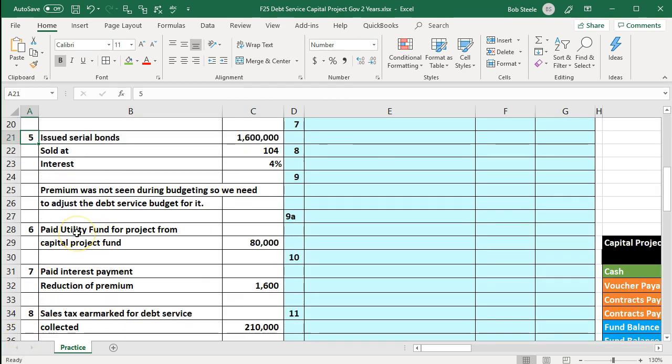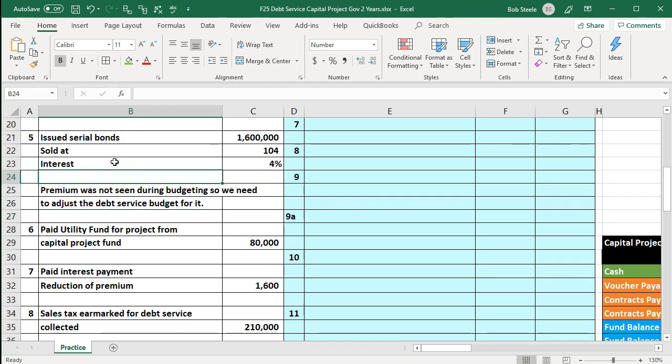Number 5 says we issued serial bonds for the $1,006,000, sold at 104, so we sold it at a premium, and the interest is going to be the 4%. We also have some added information that the premium was not seen during the budgeting, so we need to adjust the debt service budget for it. So this isn't something that we included in the budget, so we're going to make basically an amendment to the budgetary accounts as well.